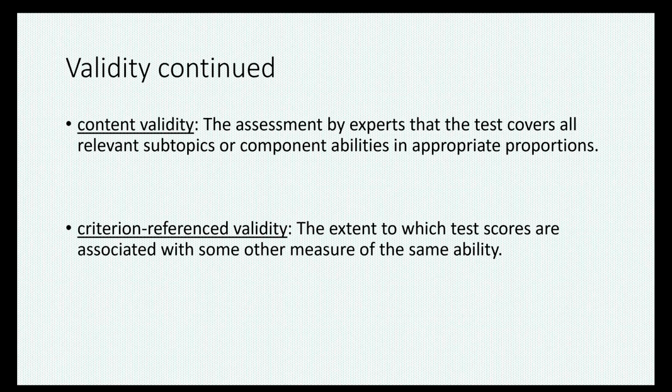Content validity. This is the assessment by experts that the test covers all relevant subtopics or component abilities in appropriate proportions. And then criterion reference validity is the extent to which test scores are associated with some other measure of the same ability. So can we reference the test that you're testing to another type of test, right? Let's say we wanted to assess local muscular endurance, we could do the push-up test as well as the sit-up test. They are both assessing muscular endurance, and can those two tests be related to one another?